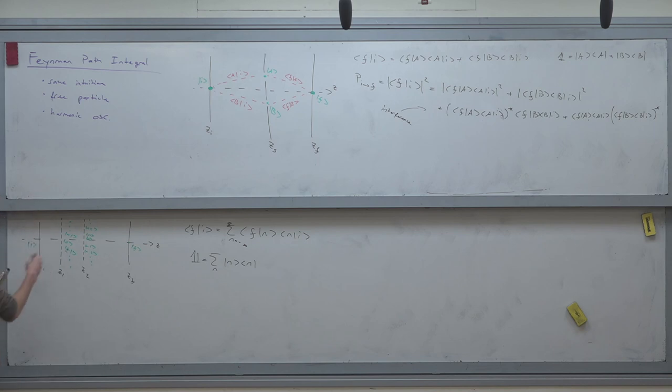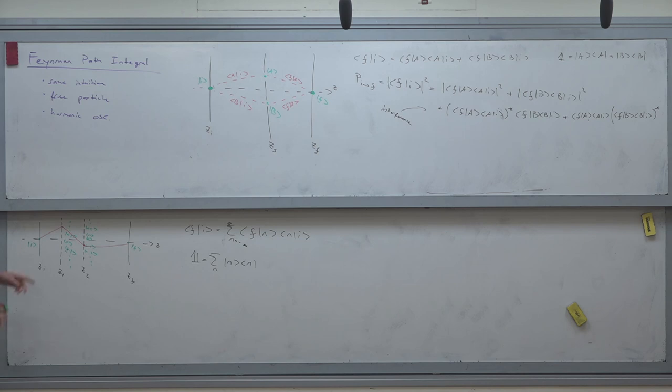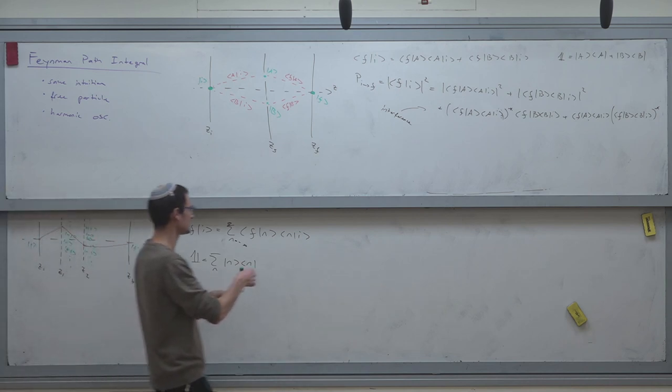In both planes I have to go through, so I have to go through the first slit, say through plus 2, and then from here I can go, say, to minus 1, and then from here I can go to final. This is one possible trajectory. Right, and now I have to sum over all slits in Z1, and I have to sum over all slits in Z2, because I can go from any of the slits in Z1 to any of the slits in Z2.